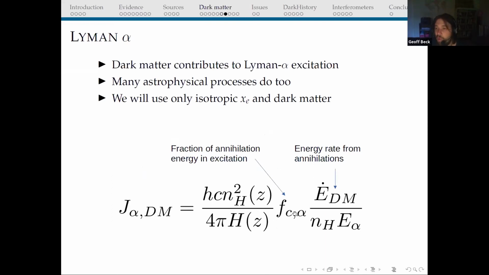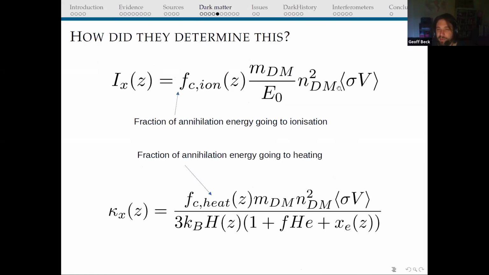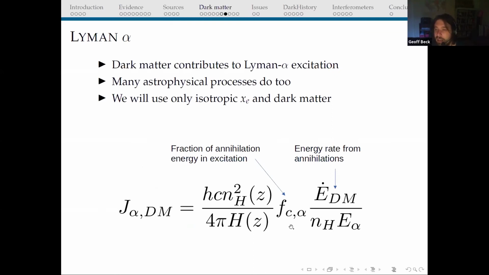Again, we'll have a very simple form for the Lyman alpha contribution of dark matter. We have a bunch of simple terms here, just some hydrogen densities, a Hubble constant, and an energy injection rate, which will be the same simple form as in the previous slides, a simple multiplication of a couple of terms, and again, an efficiency function. And this will again be the most important factor here. Now, to keep things simple and reduce the number of parameters, we are not going to include other sources of Lyman alpha, and we'll discuss why we do this and whether or not it'll be a problem later. So we're essentially only going to use the isotropic ionization fraction and dark matter itself as our sources of Lyman alpha photons.